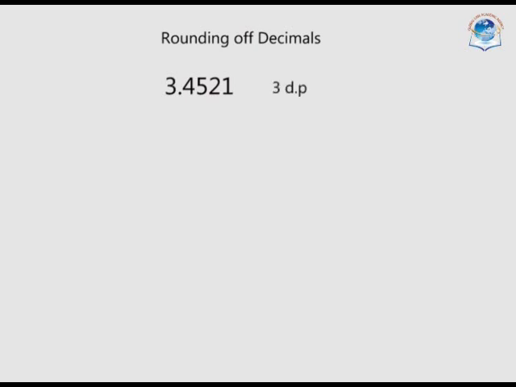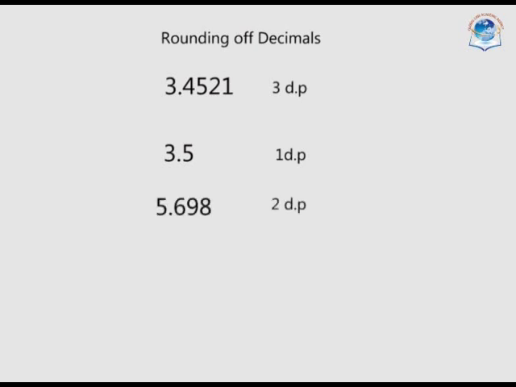3.4521 to 3 decimal places. The third decimal place is 2. Next to it is 1. So we round down and we have 3.452. Same number to 1 decimal place. First decimal place is 4. Next to it is 5. So we round up and we have 3.5.